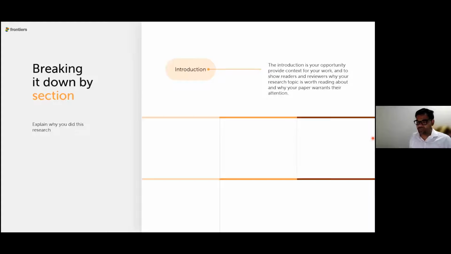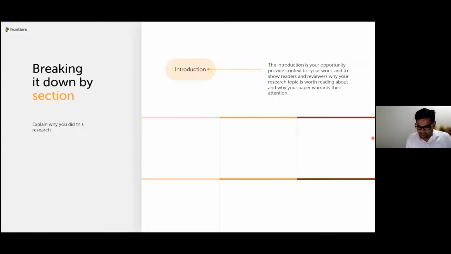Now, introduction. As I mentioned earlier, keep this in mind: it starts wide and broad, and it goes narrower, okay? After the title and abstract, it's the introduction. The audience will read it, depending on the audience. The introduction is your opportunity to provide context for your work and to show readers and reviewers why your research topic is worth reading about and why your paper warrants their attention.